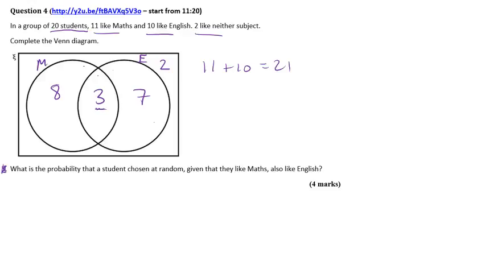Next part of the question, the probability that a student chosen at random, given that they like maths, also like English. So we're starting with part of the group, a group that like maths. So there's 11 that like maths, and we can see there's 3 of these that also like English.